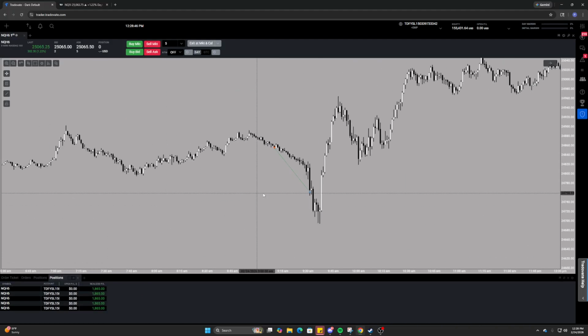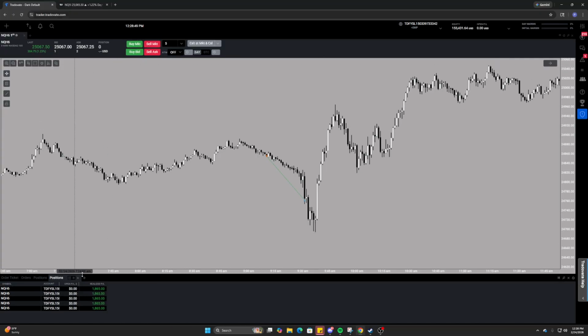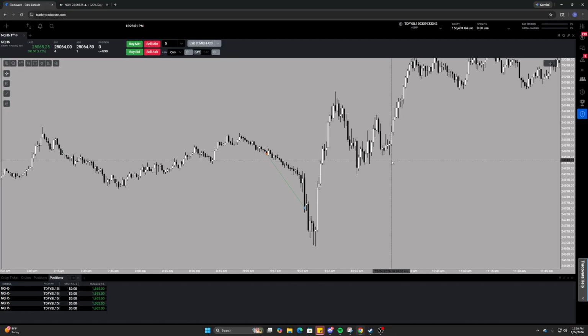I got about 1.8K across 5 select accounts of Tradeify. These are the evals I mentioned in the last video. As you can see up here, they're about a third of the way past.